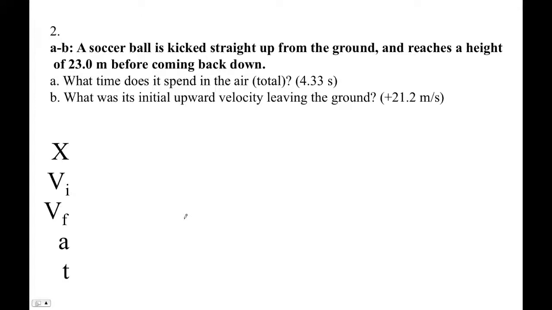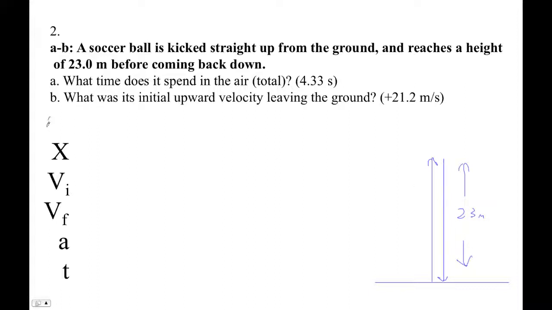A soccer ball is kicked straight up from the ground and reaches a height of 23 meters before coming back down. So let's draw a picture of this. Here's our field. Soccer ball goes up. Soccer ball goes straight down. This is a neat trick, right? It explodes off the ground, right? And this distance is 23 meters.